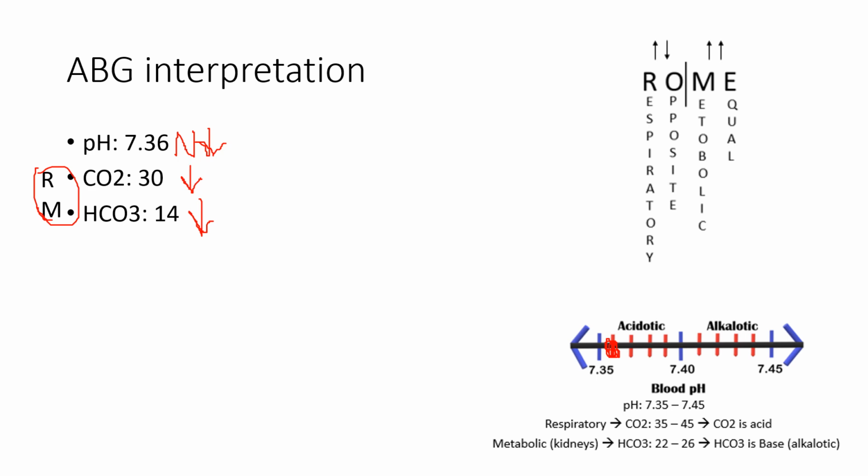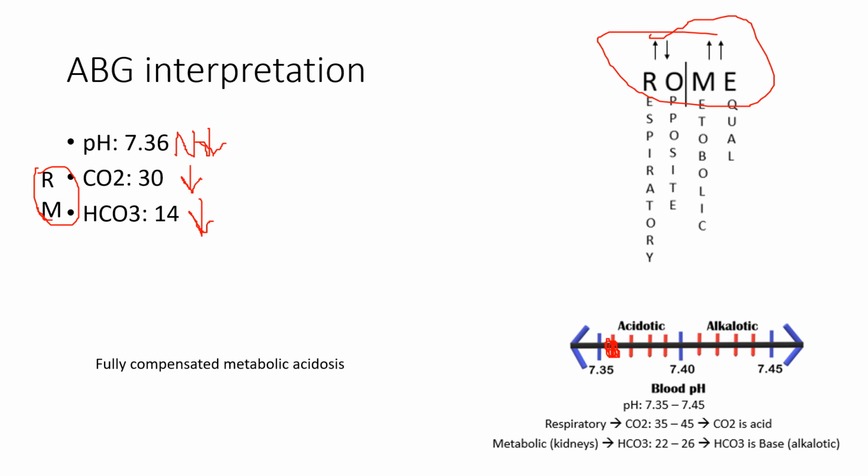So it's lower. And then I'm going to go and think about my ROME, respiratory opposite, metabolic equal, and see, is my respiratory opposite of my pH? No, they both face down. Is my metabolic equal? Correct, they both face down. So this is going to be metabolic acidosis, but we're fully compensated. So we're fully compensated metabolic acidosis. And we're fully compensated because that pH is within a normal range.